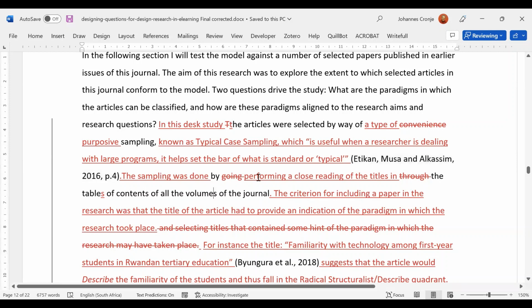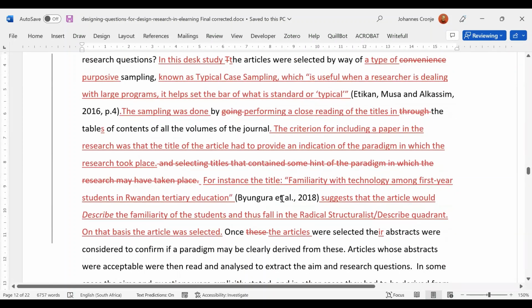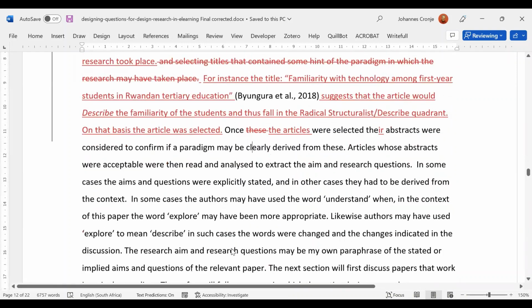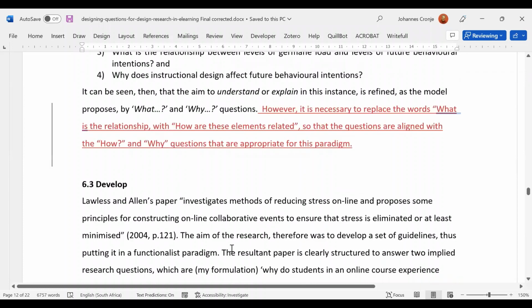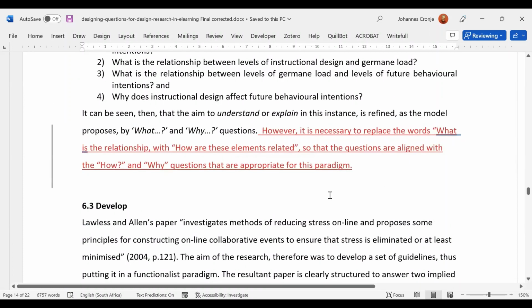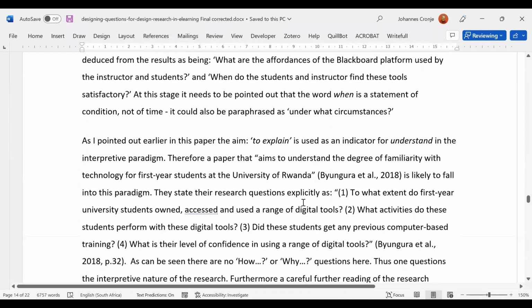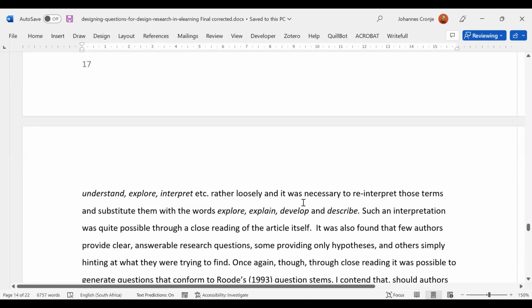And then I say the sampling was done with a close reading, and then I give criteria for including the paper, and I explain it by way of an example. And then I tell how I did it and what I did. And that's more or less what I had to change in the article. Then we have the discussion, and then some additions that I put for clarity, that sometimes you need to change the verbs and so on. That you can read in the article if you like. And then we carry on, and I explain all the various quadrants.